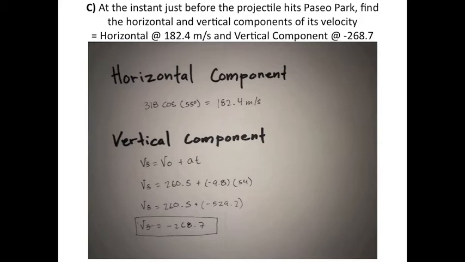Letter C. At the instant just before the projectile hits Paseo Park, our horizontal component is 182.4 meters per second. We use kinematics equation number 1 to help us solve our vertical component, which gave us negative 268.7 meters per second.